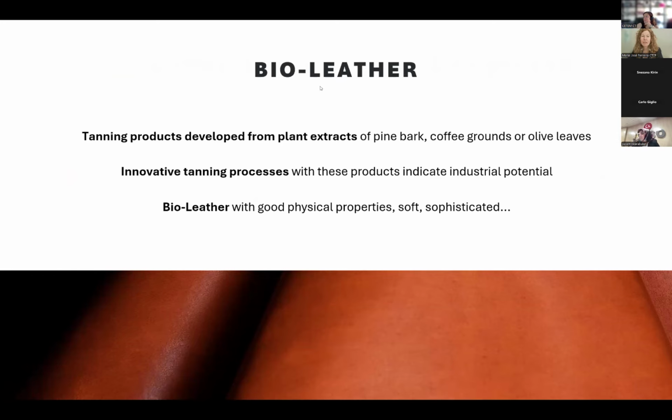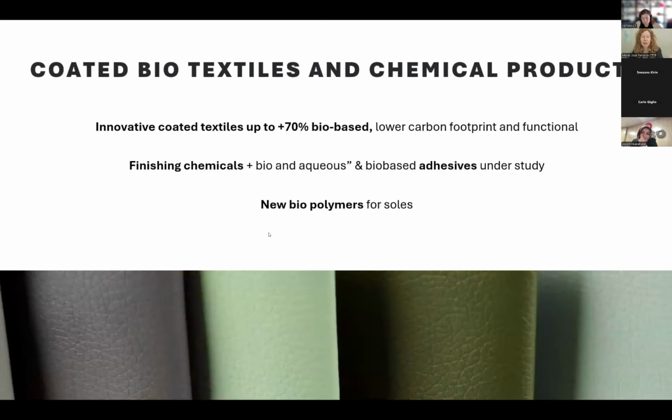Some of the results, for example, having bio leather that are tanned with pine tree bark, coffee grounds, or lovely trees. We develop a new tanning process that, in addition to this, uses less water, up to 20% less water, and is also able to cycle the production waste of leather themselves, resulting in bio leathers that are really adequate for our industry and have high quality. But in parallel, we are developing also innovative textiles that can have up to 70% bio-based content and include, for example, olive stone charges and biopolymers.